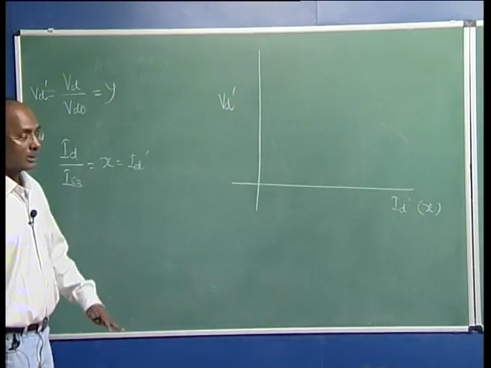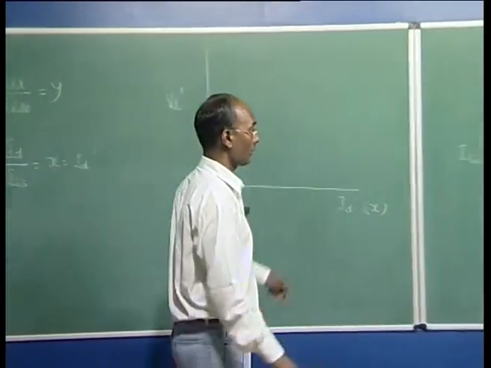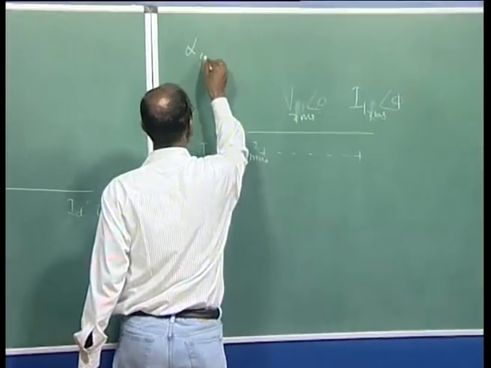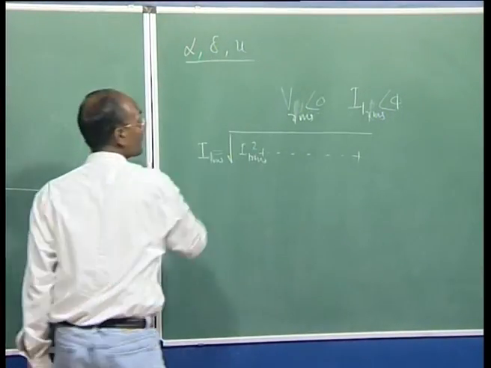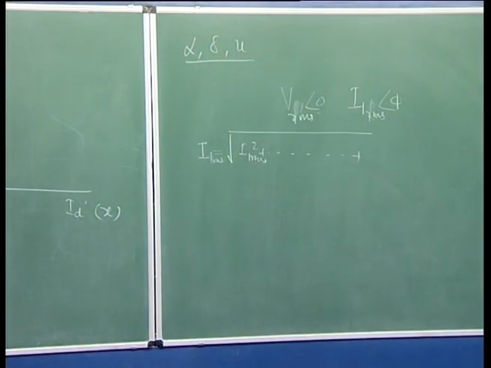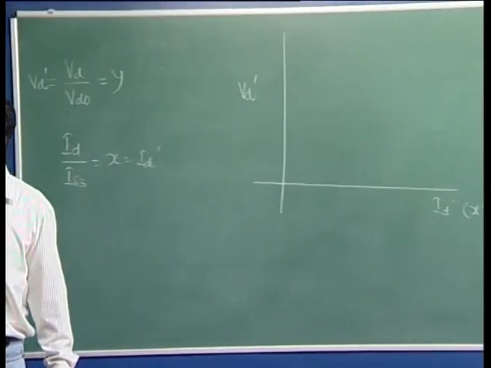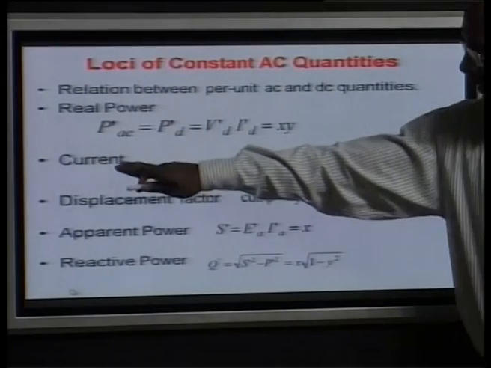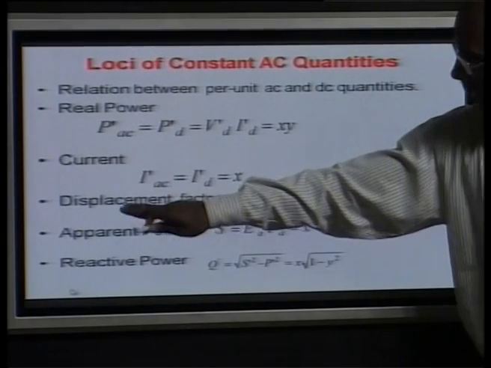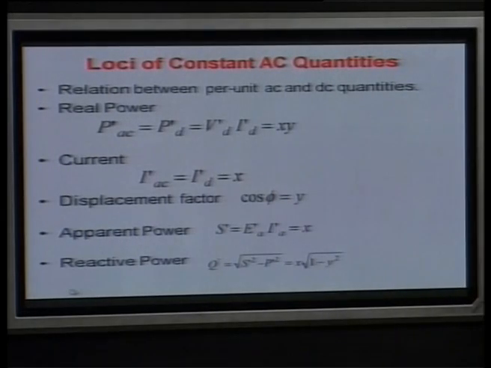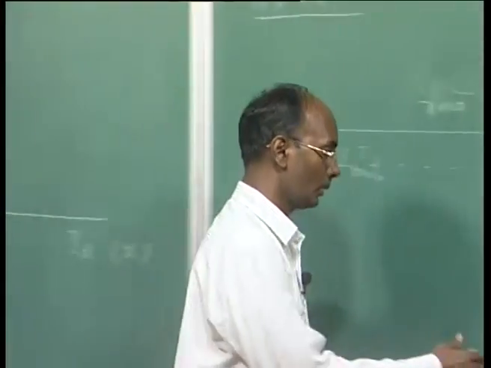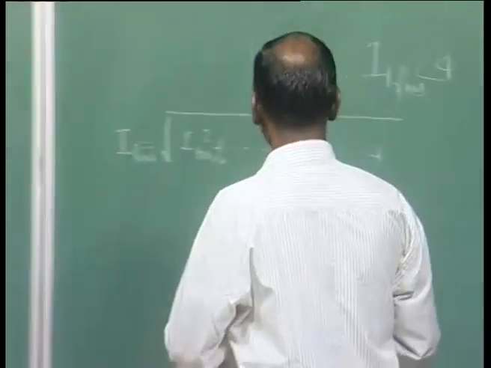So already we drew for the DC quantities. If you remember, we drew for constant alpha, constant delta, and constant u. Already we saw the characteristic. Now on the AC side, we are going to draw these things: real power, AC current, displacement factor, apparent power, and also the reactive power. Now see how we are going to derive all these expressions.